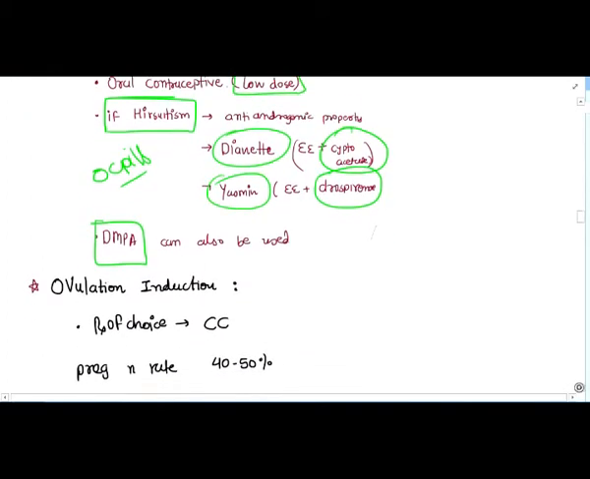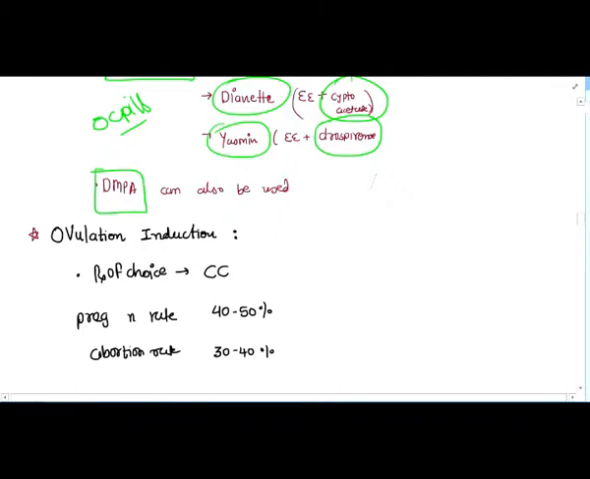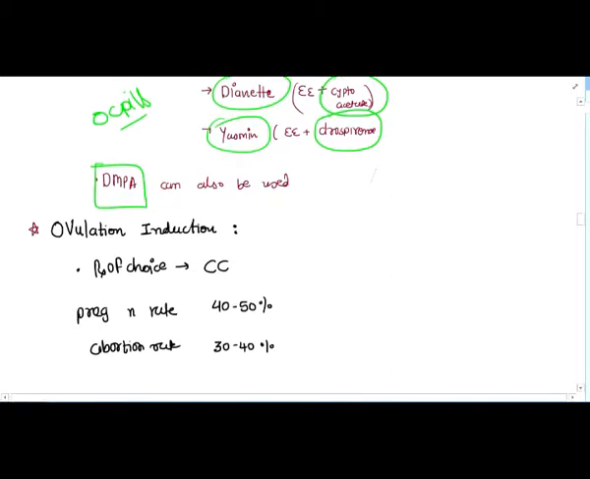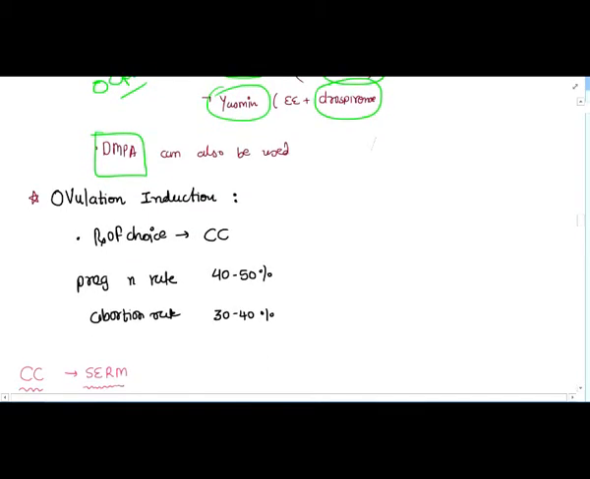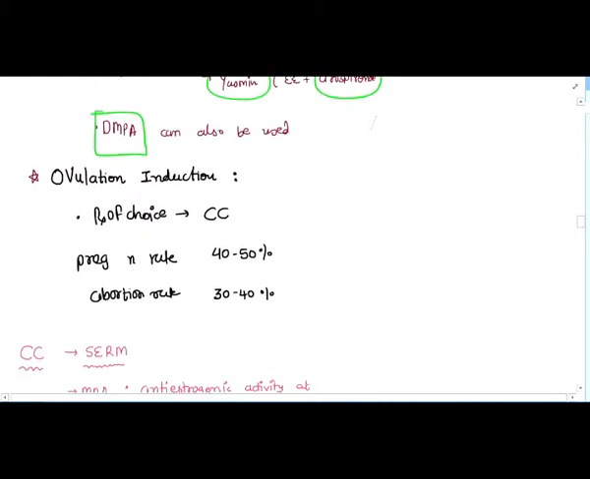Now, if the main problem of the patient is infertility, and that is the most common symptom of PCOD, patients with PCOD most probably come to you because of the infertility they have. The reason for the infertility in PCOD is ovulation failure, so we will provide ovulation induction. The first treatment of choice for ovulation induction is clomiphene citrate. It causes a 40 to 50% pregnancy rate.